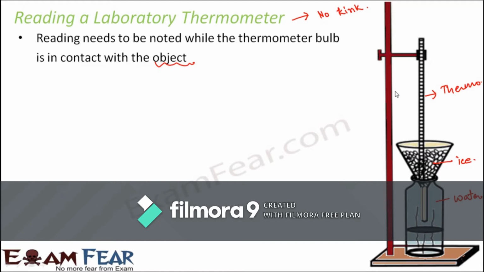So whenever you use laboratory thermometer, you have to insert the thermometer and then immediately you have to read the thermometer to get the accurate temperature. So this temperature must be read while the thermometer is inside the water or ice or whichever object's temperature you want to measure. So that is first thing that has to be remembered. Secondly, the thermometer has to be held upright.